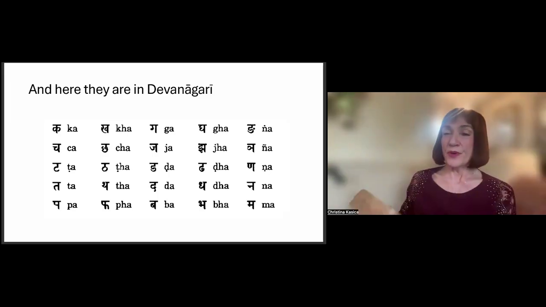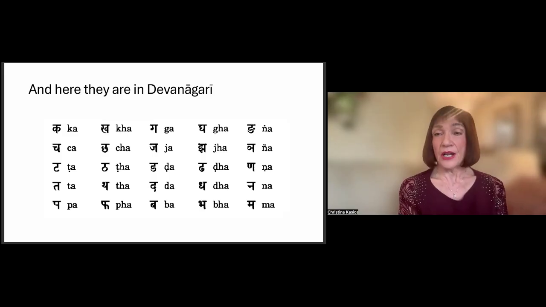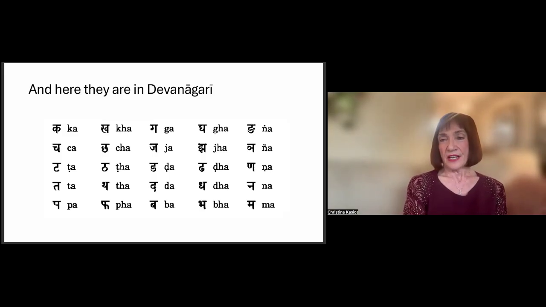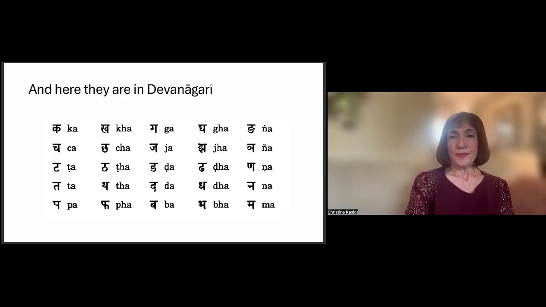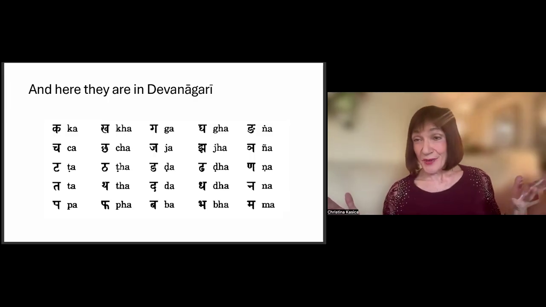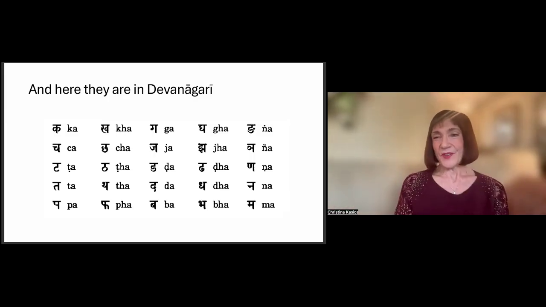Say with me. Open your mics. De, va, na, ga, ri. Devanagari. Devanagari. So that makes it sound different, right? It doesn't have an accent. It's just beats.